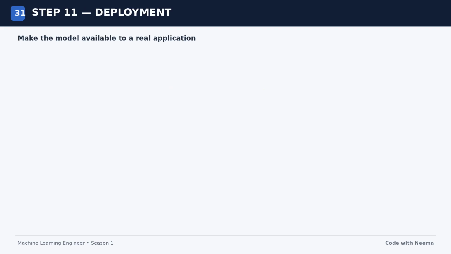Once we are satisfied with our model, we need to deploy it. This is where ML engineering becomes very different from simply building a notebook. We need to make our model available to applications, perhaps through an API, a web service, a batch pipeline, or an embedded inference system. The model now becomes part of a real software system.